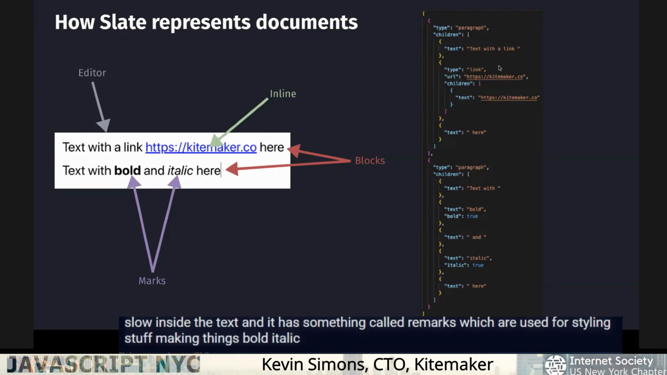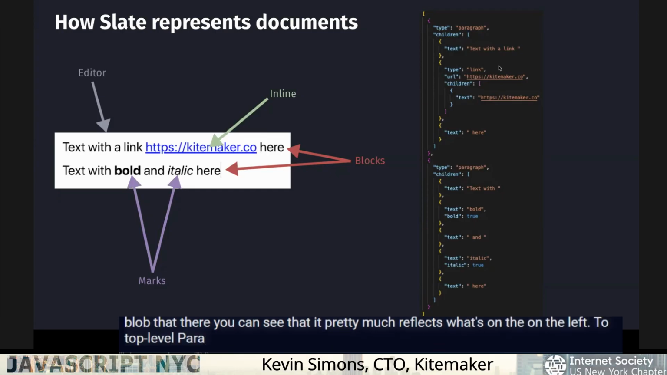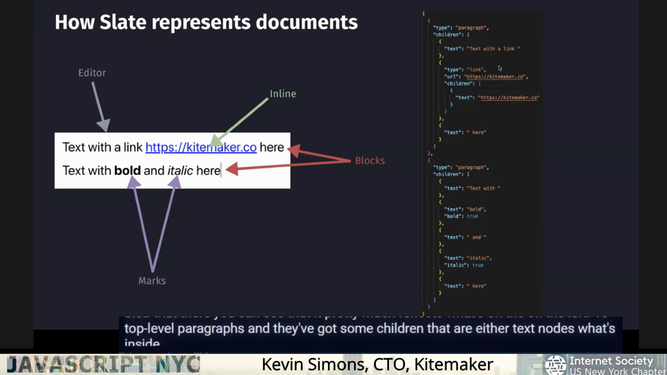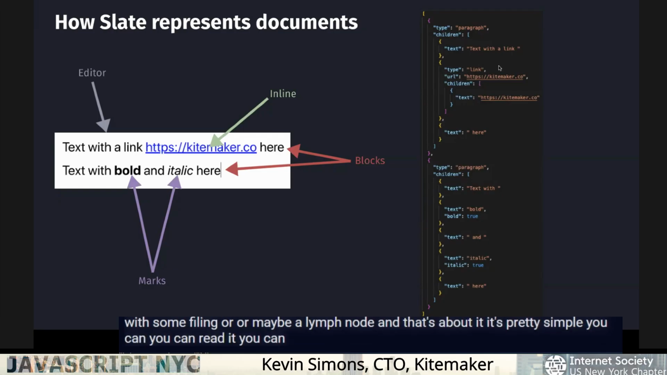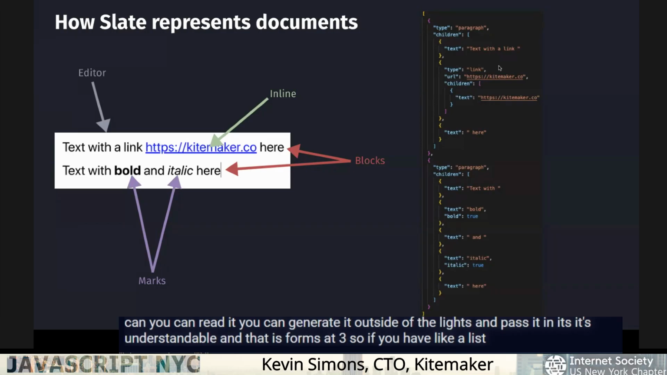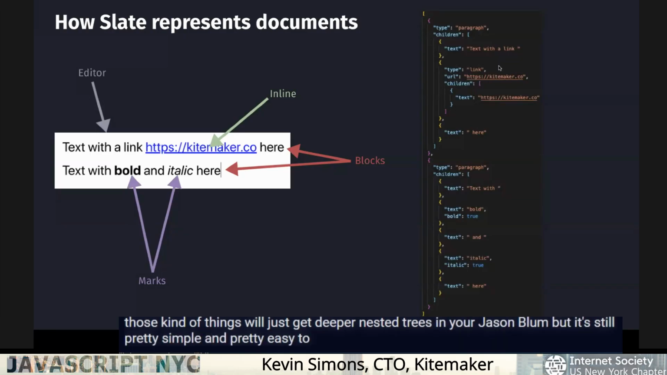And if you look over on the right at the JSON blob that's there, you can see that it pretty much reflects what's on the left. It's got two top level paragraphs. They've got some children that are either text nodes with some styling or maybe a link node. And that's about it. It's pretty simple. You can read it, you can generate it outside of Slate and pass it in. It's understandable. And that just forms a tree. So if you have a list with lists under it and those kind of things, you'll just get deeper nested trees in your JSON blob. But it's still pretty simple and pretty easy to understand.